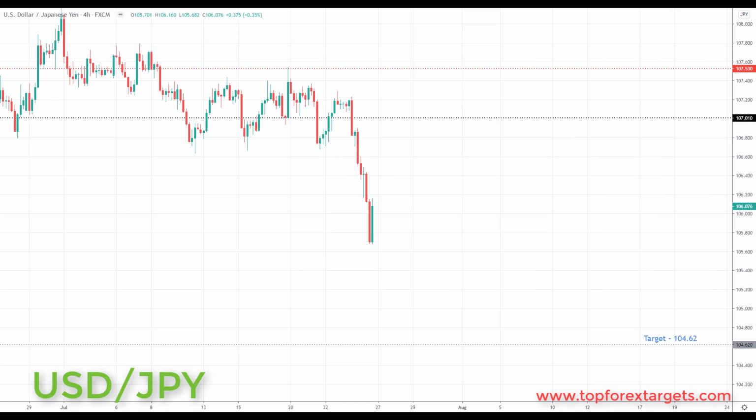So the next market we're going to look at is US dollar Japanese yen. Now, last week we had a bearish bias on the US dollar, and the US dollar yen actually reversed to the downside because of that weakness in the dollar. And this sets us up very nicely for this week.